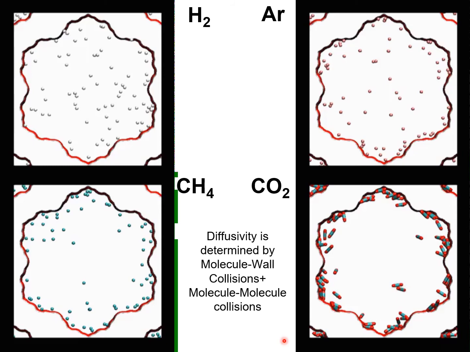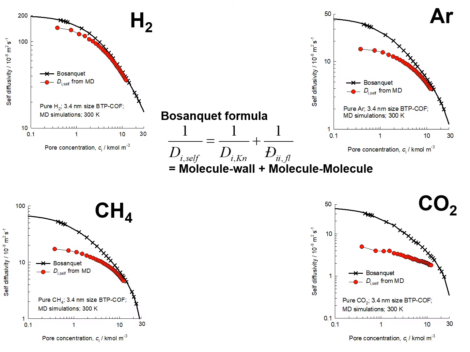So for these 4 guest molecules, let's compare the predictions of the Bosanquet formula that combines molecule wall collisions with molecule-molecule collisions. The Bosanquet formula is indicated by these crosses for hydrogen, argon, methane, and carbon dioxide. The Bosanquet formula is compared with the MD simulations shown by these red circles. For hydrogen, the agreement between the MD simulations and the Bosanquet formula is very good.